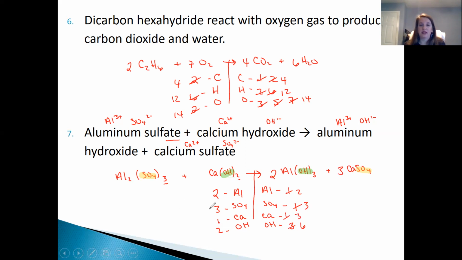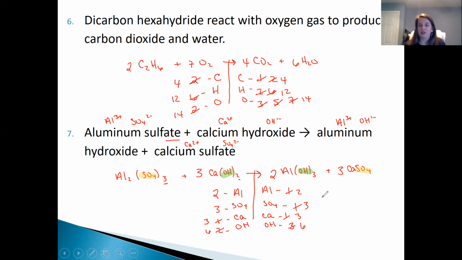So now I can balance my calciums. I have 1 calcium on the reactant side. I have 3 calciums now on the product side. So I need to put a coefficient of 3 here in front of the calcium hydroxide. Now I've got 3 calciums, and I've got 3 times 2 or 6 hydroxides.